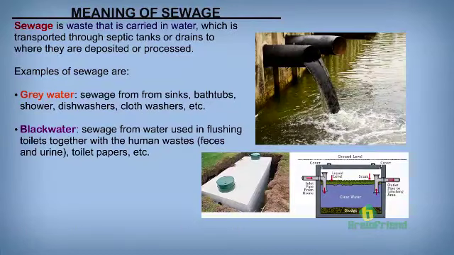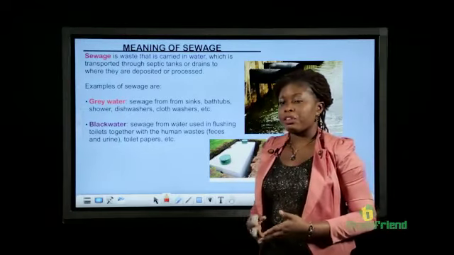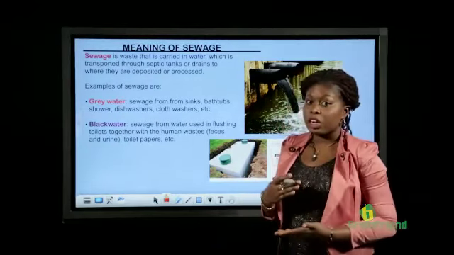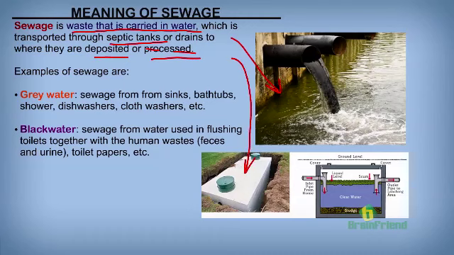Now, we said that we are also going to be looking at land, the things that make our lands unclean or unhealthy for us. And we mentioned sewage and refuse. So, sewage is waste that is carried in water, such as we have here, which is transported through septic tanks or drains to where they are deposited or processed. Here is an image of a septic tank. Examples of sewage are grey water and black water.